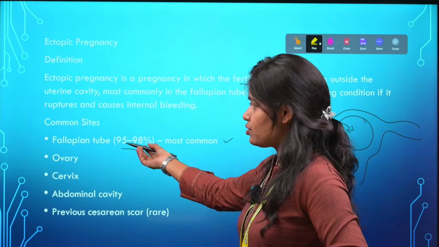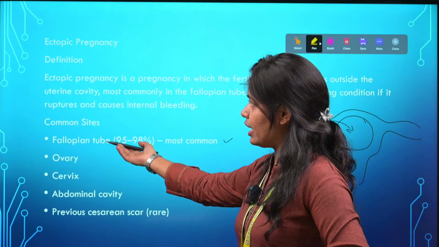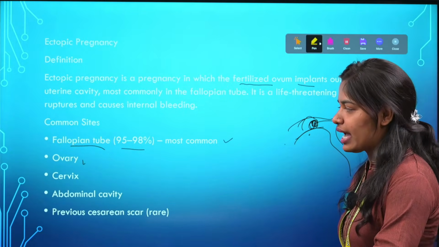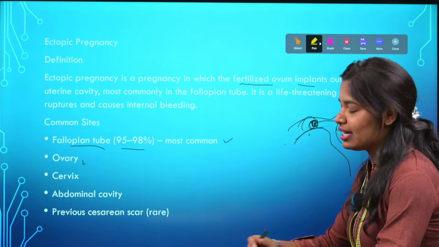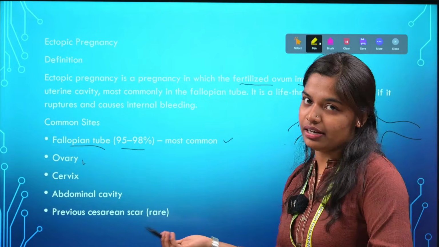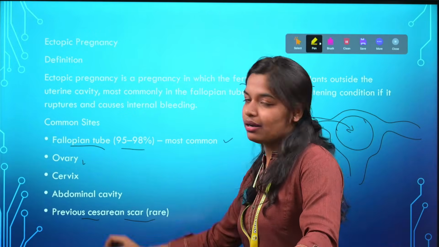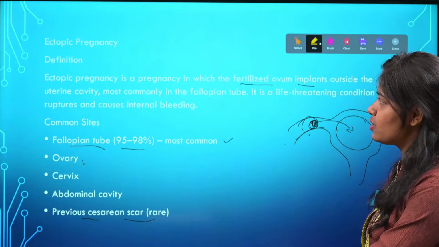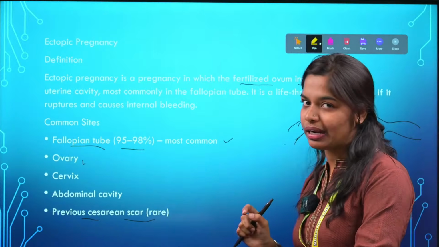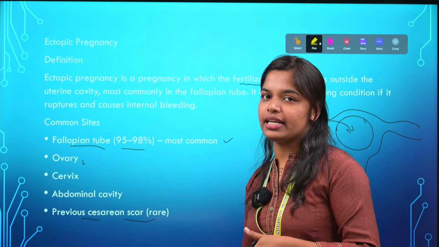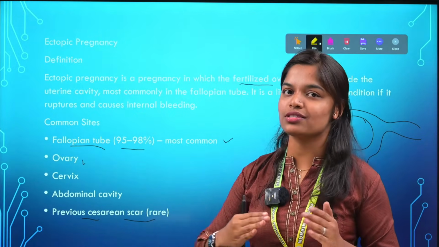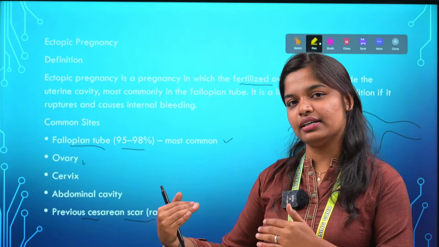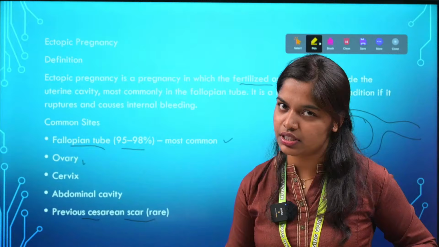There is also a chance of ectopic pregnancy in the ovary, the cervix, the abdominal cavity, and the previous cesarean scar, where implantation of the fertilized ovum may also occur. This we call ectopic pregnancy. It is a condition in which the fertilized ovum implants outside the uterine cavity, most probably in the fallopian tube.